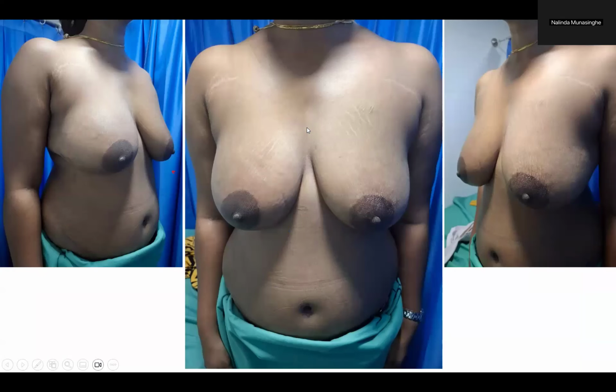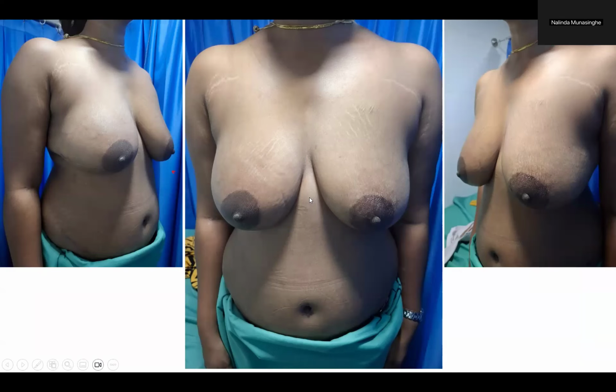Now look at this patient. This patient is 38, 39 years old. She came with a right-sided breast cancer. Now this is after surgery. We have done a nipple sparing mastectomy here, right? That's the scar on the right side. And I have done an abdominal flap reconstruction. That's the scar in the abdomen, and the neoumbilicus, right? So the side profile is also normal.